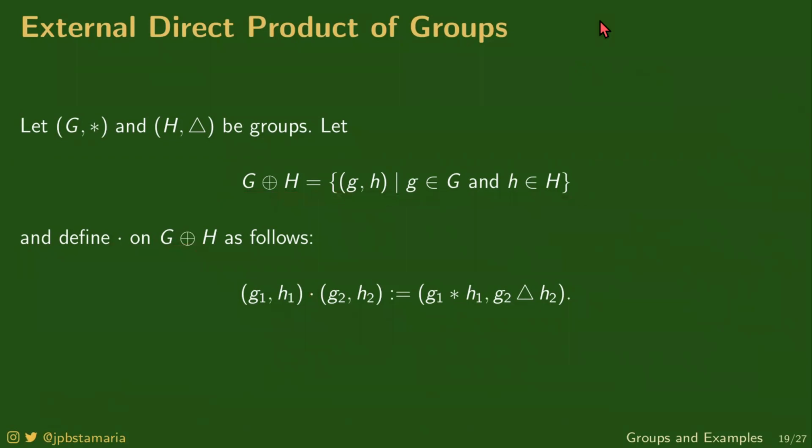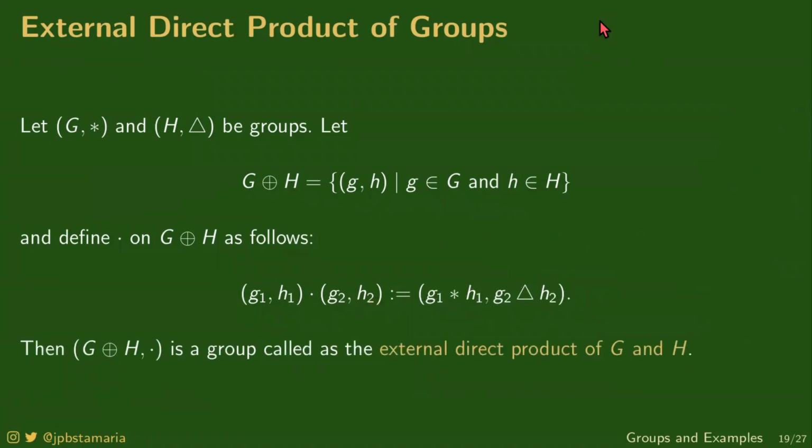Ang sagot, ganito. Dahil yung mga first elements ay nanggagaling naman sa G, i-combine ko sila gamit yung operation ng G. At yung mga second elements, may mali dito. Sorry. This is very wrong. Ang magko-combine dapat ay g1 star g2, comma, h1 triangle h2. Dahil yung second elements mo ay nanggagaling sa capital H, ang gagamitin kong operation ay yung kay H. Okay?